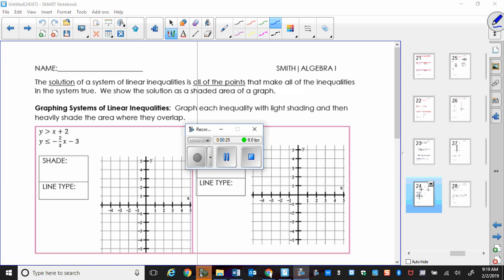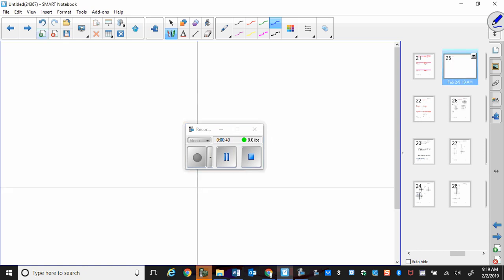Before, when we were looking at systems of linear equations, or lines, the solution was the point of intersection. But now we're looking at shading. So things we need to recall. How do we shade? What does shading look like, and why do we shade?